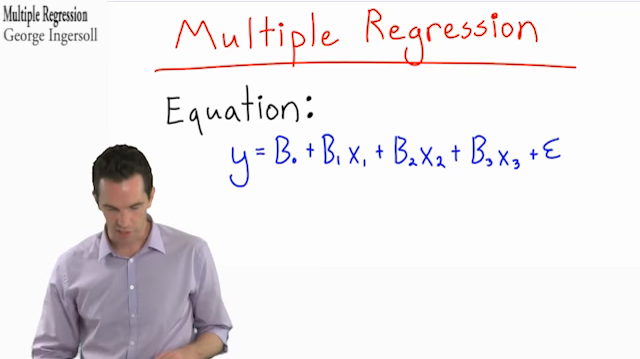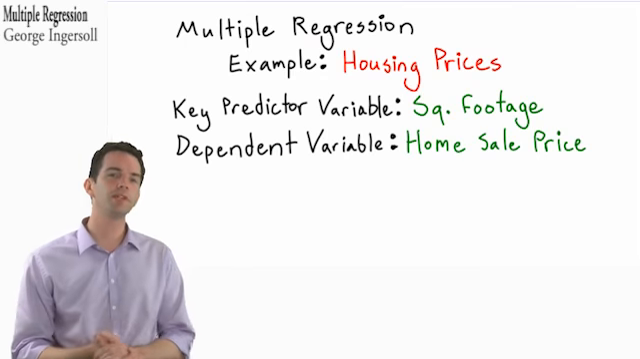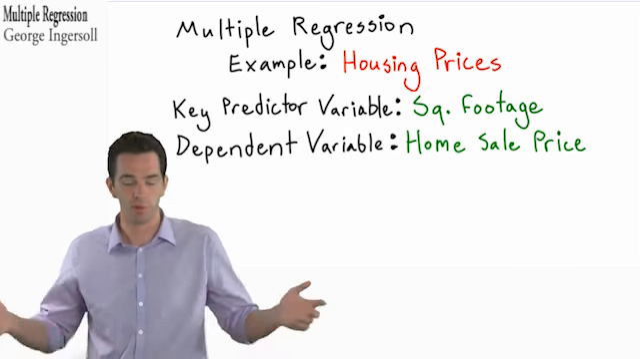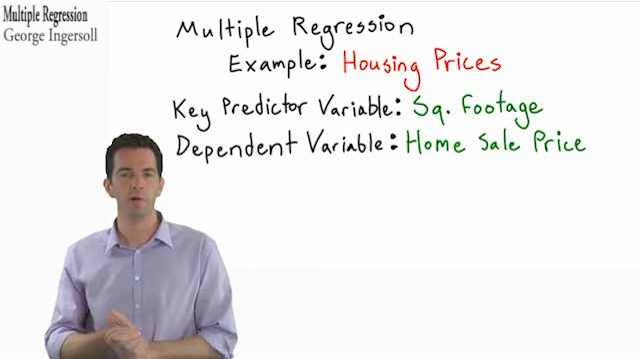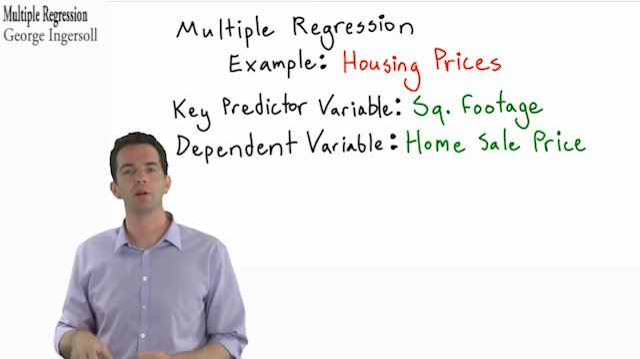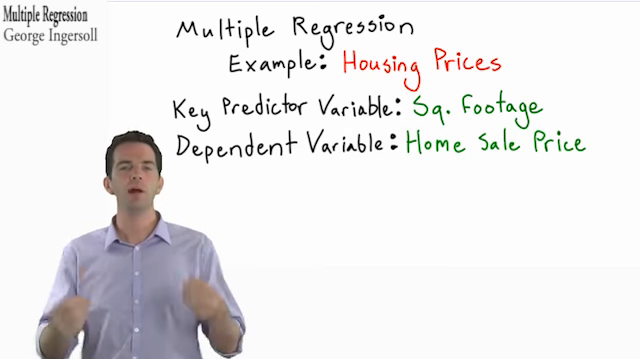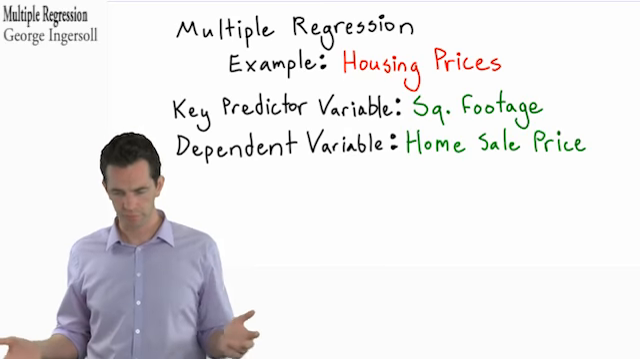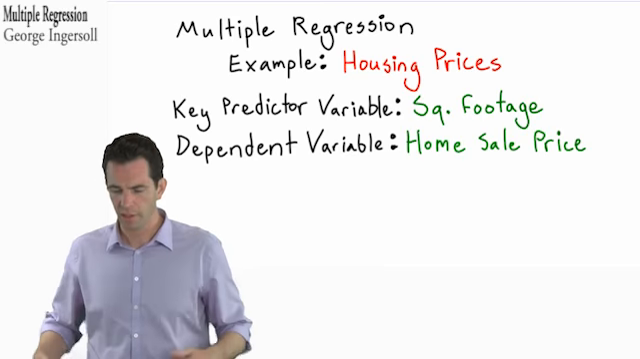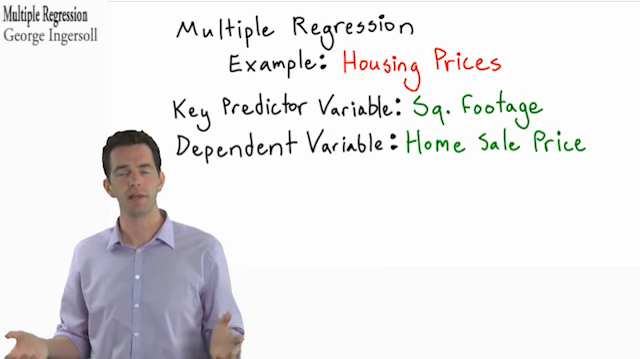All right, so let's say we've got a situation where we want to know the relationship between the size of a house and its eventual sale price. Maybe we're a real estate company and we want to be able to predict what a home is going to sell for according to its square footage. Why wouldn't we just run a simple linear regression where our predictor variable is square footage and our dependent variable is the eventual sale price of the house?